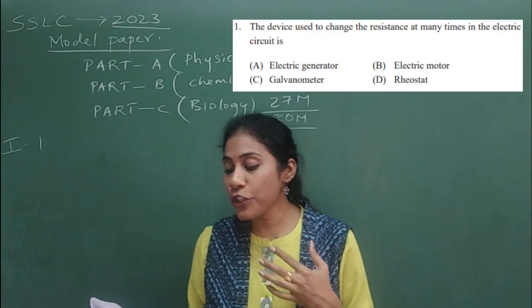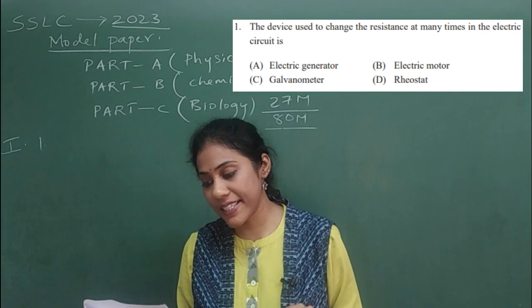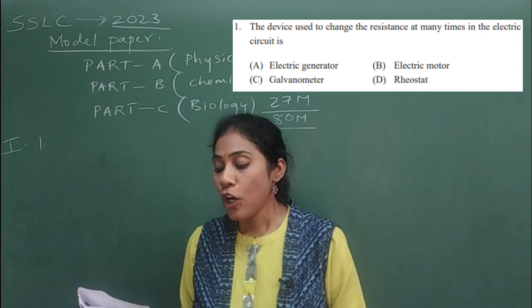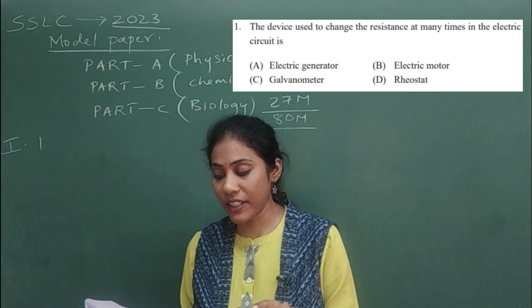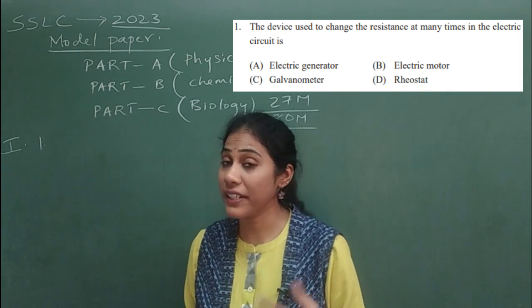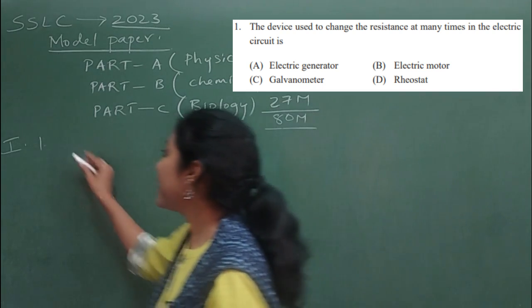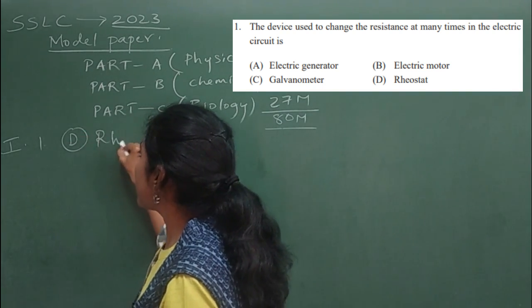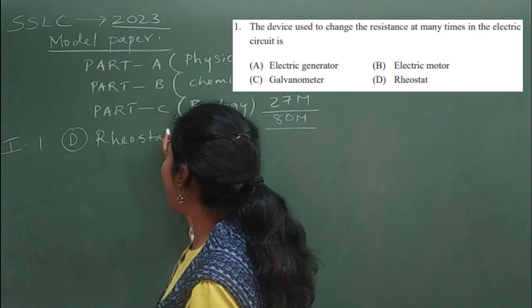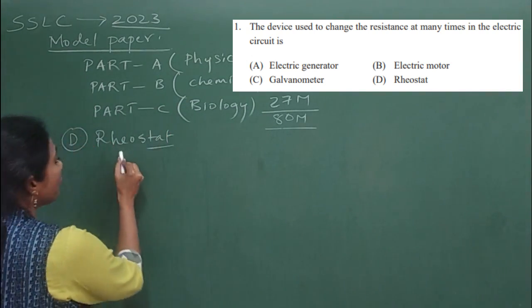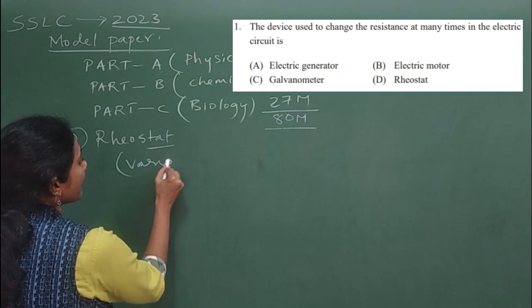The device used to change the resistance many times in the electric circuit. Options are given: electric generator, electric motor, galvanometer, rheostat. Definitely rheostat is the answer, right? So that is option D, rheostat. The rheostat is the instrument that is helpful in measuring variable resistance.